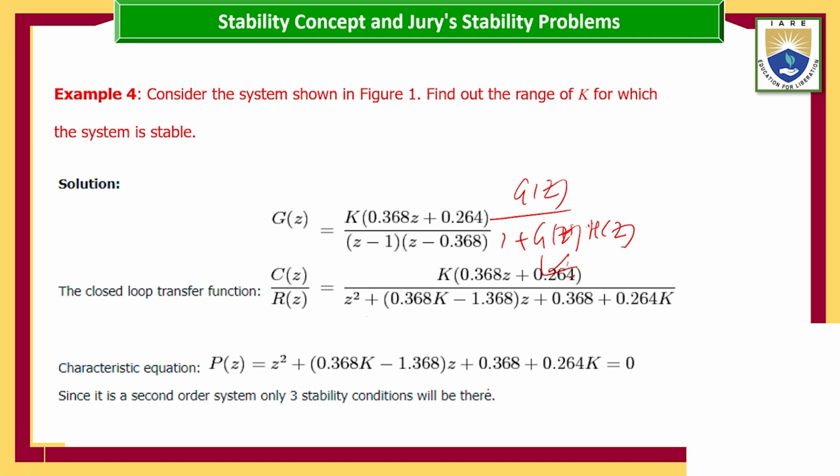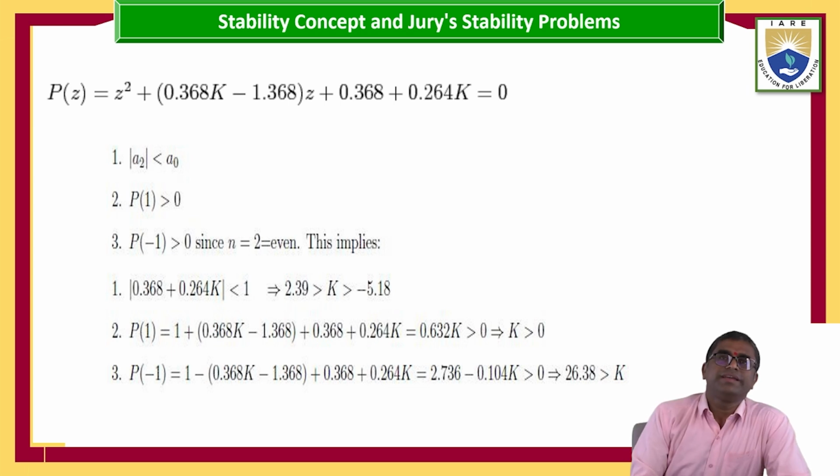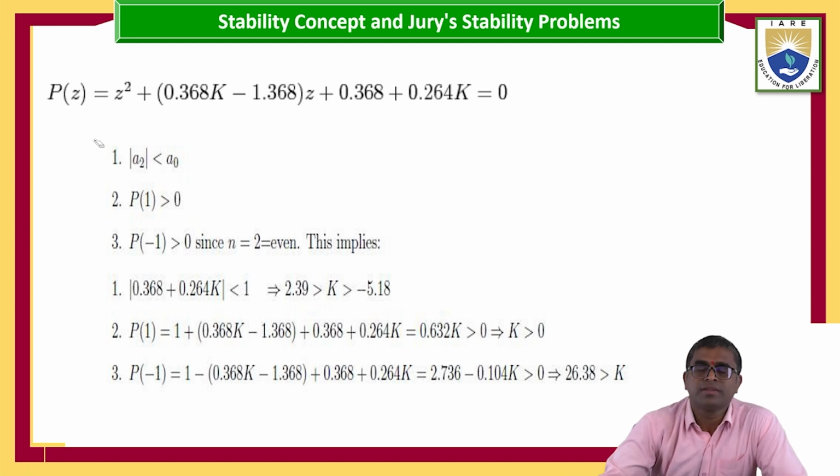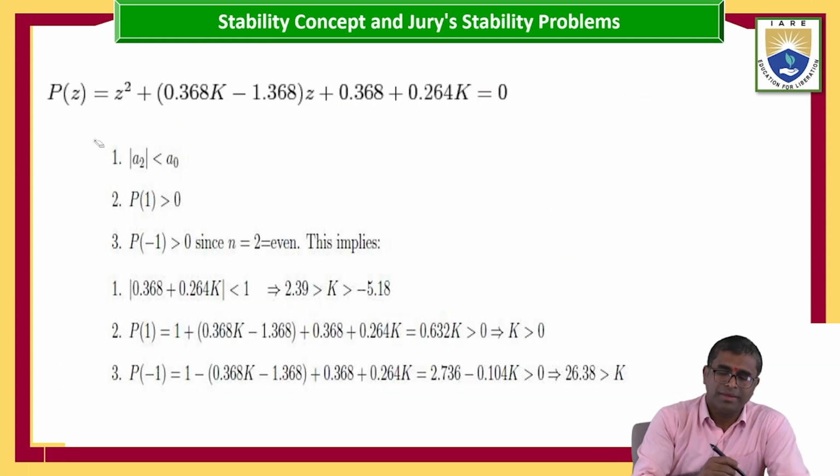Okay. So what I am saying, it is a second order system, and only 3 stability conditions are there for this one. That's why I am going to check every condition. Coming to here, take the first equation. The characteristic equation is z square plus (0.368k minus 1.368) z plus 0.368 plus 0.264k. Okay, so what is the a naught value here? a naught value is 1.